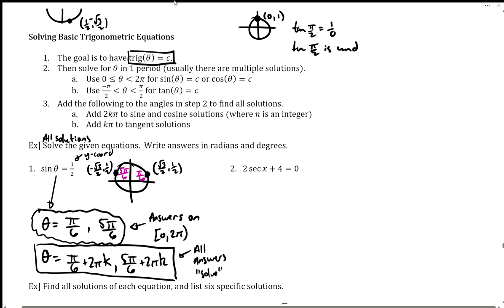Okay, and the reason we add 2 pi k to those answers, let's mark it in blue, is because we know from pi 6, if I went around once, that would be adding 2 pi. If I go around again, that would be adding another 2 pi. If I go around again, another 2 pi, and so on and so on and so on. So the k is an integer. So what k means, I'm going to squeeze it right in this area. So k is an integer.